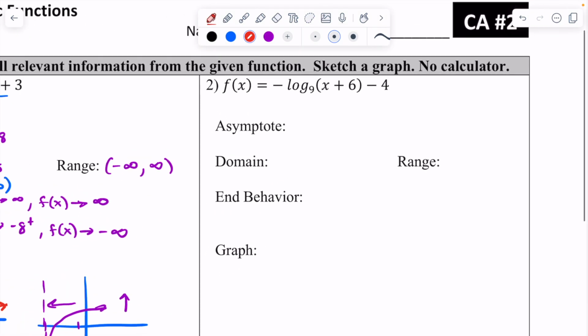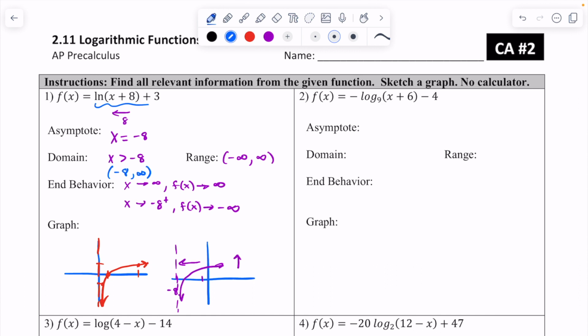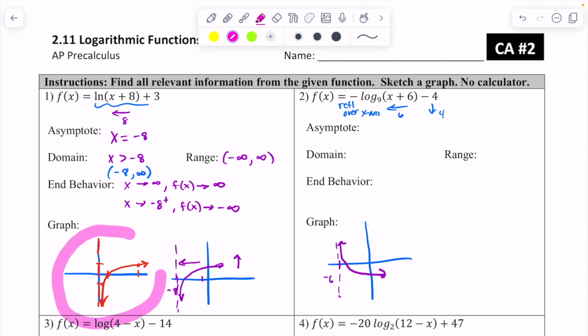So let's do number 2 here. All right, problem number 2. We've got a shift left 6, down 4, and a reflection over the x-axis. So it's going to go upside down. So my graph goes left 6 units and upside down. So over here at -6, it'll be upside down, like that, or something to that effect. I'm just referencing this drawing right here. If I reflect that upside down, it looks something like this. Then it's translated to the left by 6. So there's our graph of it.